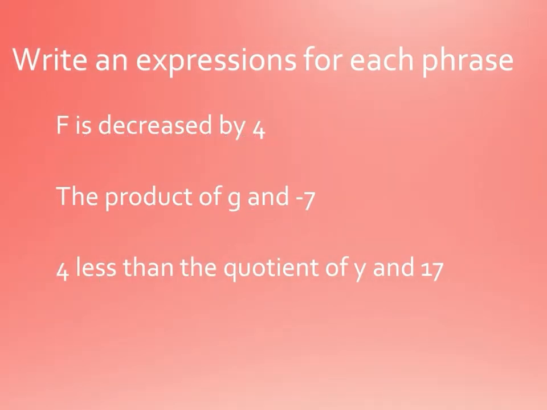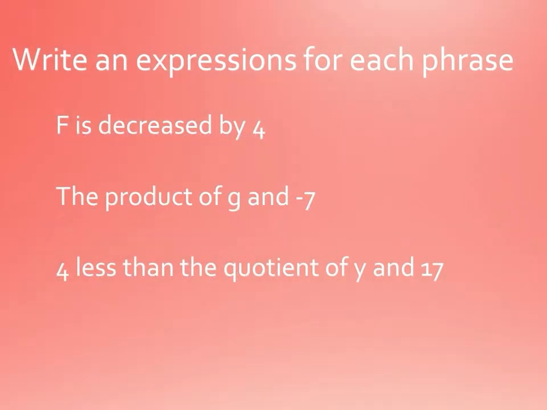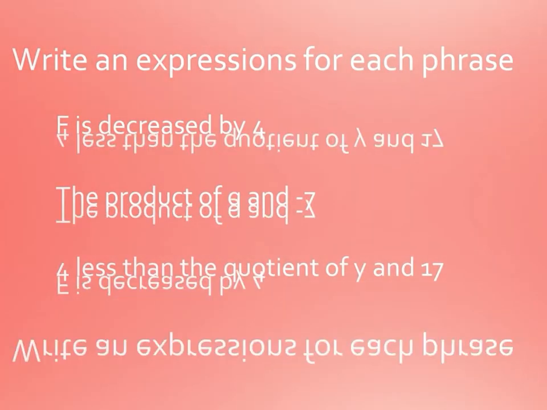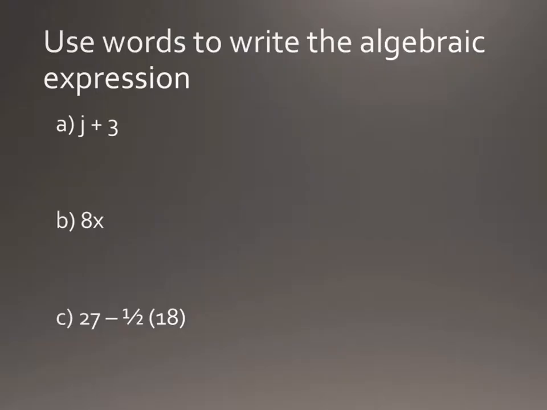4 less than the quotient of Y and 17. Well, it's 4 less than the quotient. So actually we need to find the quotient first. This is one that gets mixed up a lot. You need to be really careful there. And that's 4 less than that, so we'll subtract it. So this is one that you really need to be careful with, is that less than, the order that goes in. Here we need to use words to write out the expression.